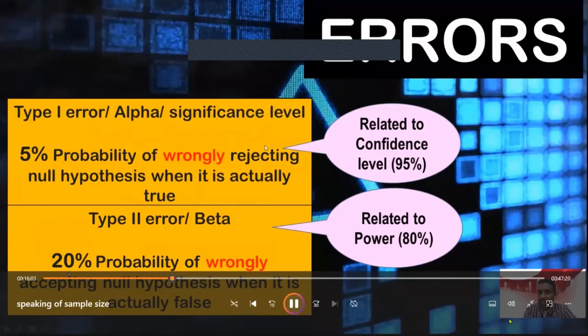And what is the meaning of this? Type 1 error is also called alpha, also called the significance level. We will check the p-value against this significance level.